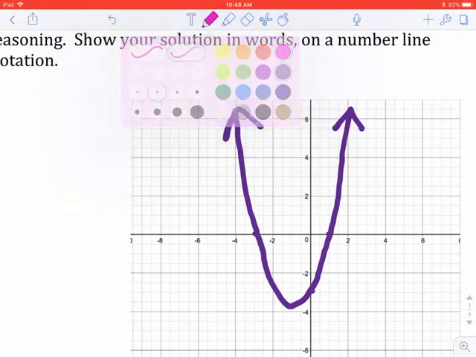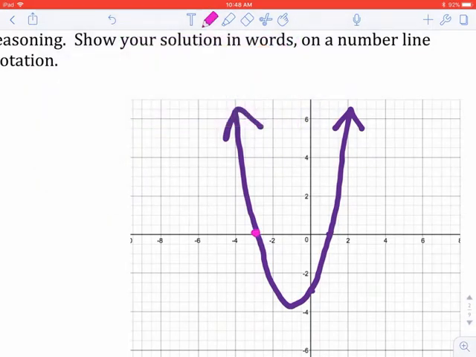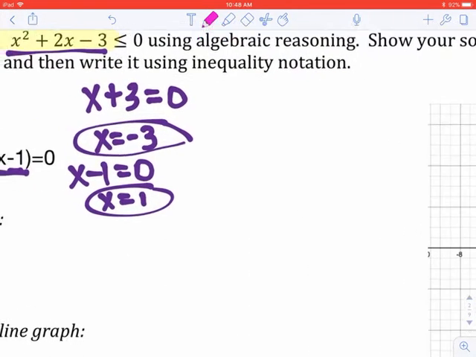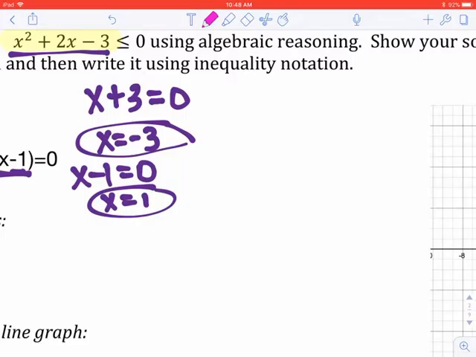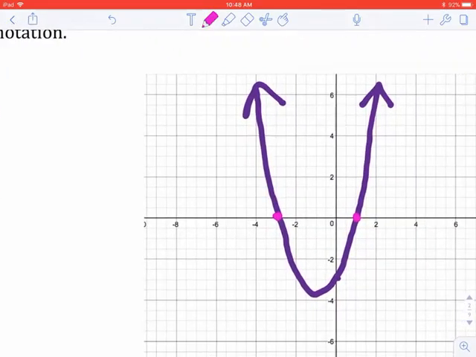So looking at my graph, there's my -3, and there's my +1, and that's when my function is equal to 0. So it's exactly at 0. It's on the x-axis, it's at 0. So this question asks when your function was less than 0, or less than or equal to. So our graph is below all the way down here.